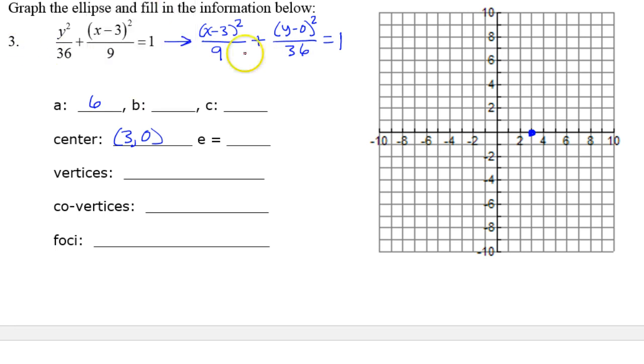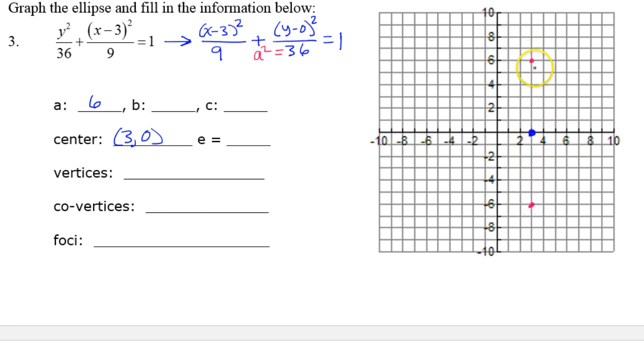I'm still using the backwards version, so I choose to switch and use my new version. So again, this is my a squared, 36. The a squared is always going to be the bigger denominator, which does mean that a is 6. Now, notice that a squared is with the y term. That means this a value of 6 is going to be performed in the y direction. So when I do my plus and minus 6, I will do it vertically. So I'm going to go up 6 and down 6 from here.